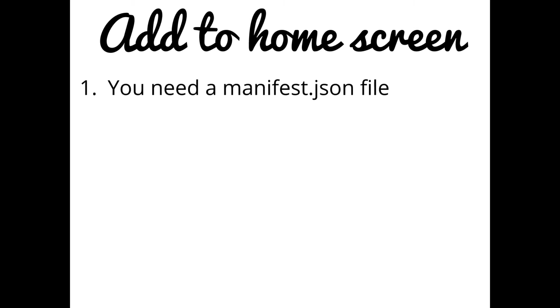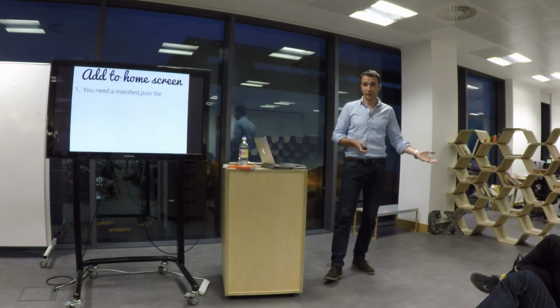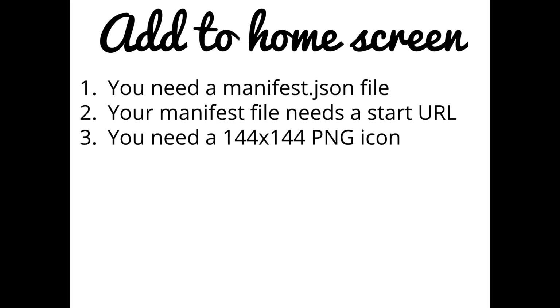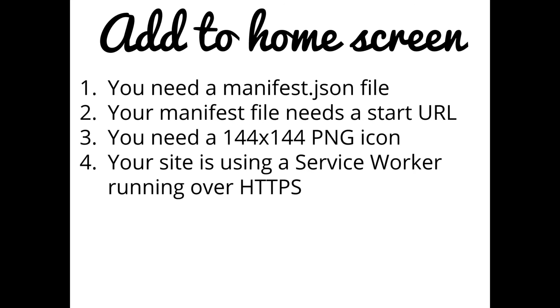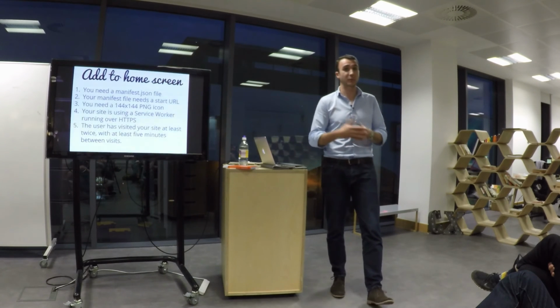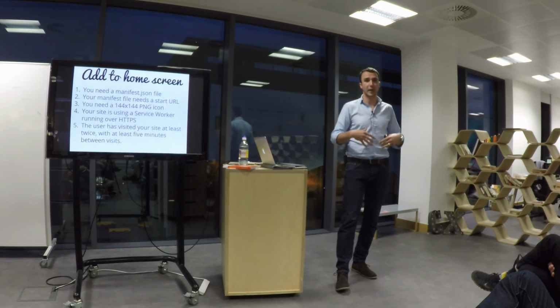And how do we do this? Well, there's a few steps that need to take place. First of all, as explained, you need a manifest file. Your manifest file needs a start URL because once you click that button, it needs to know where to begin. You also need an icon so that the icon can get saved on the home screen. Your site needs to be using a service worker and run on HTTPS. And this is the key part, really. The user has to have visited your site at least twice within 5 minutes, because we don't want to start spamming them. We want them to be happy to receive these things, and we want them to want to add it to their home screen.